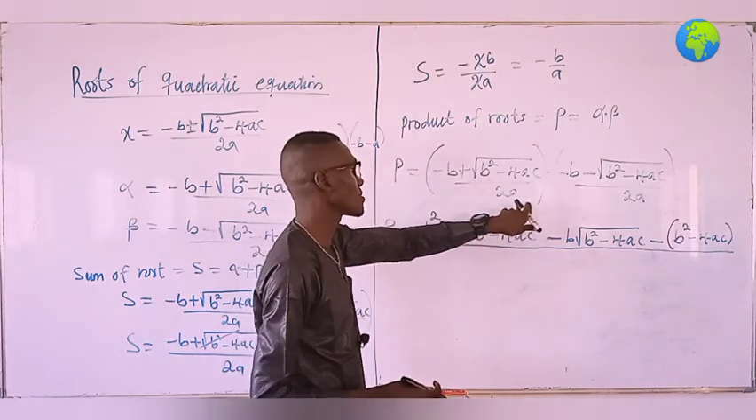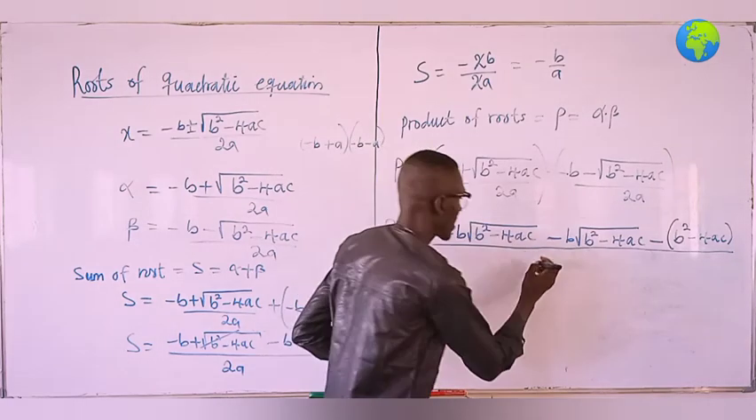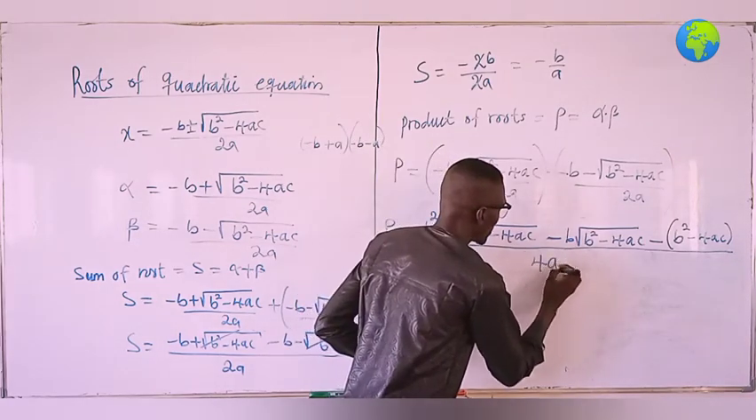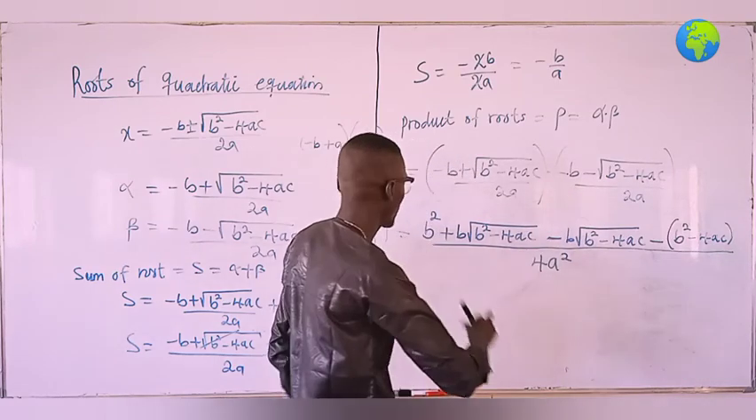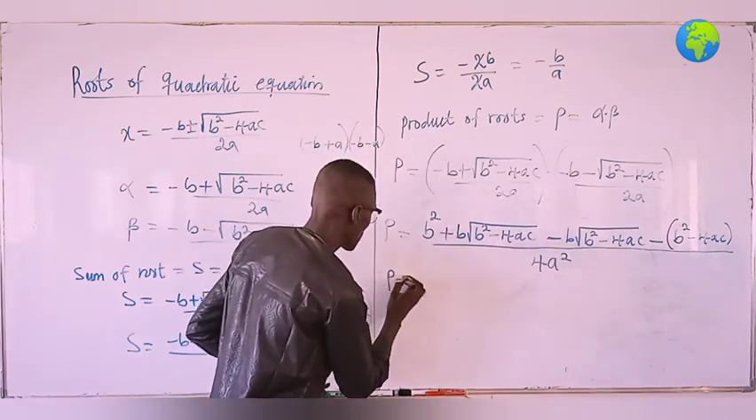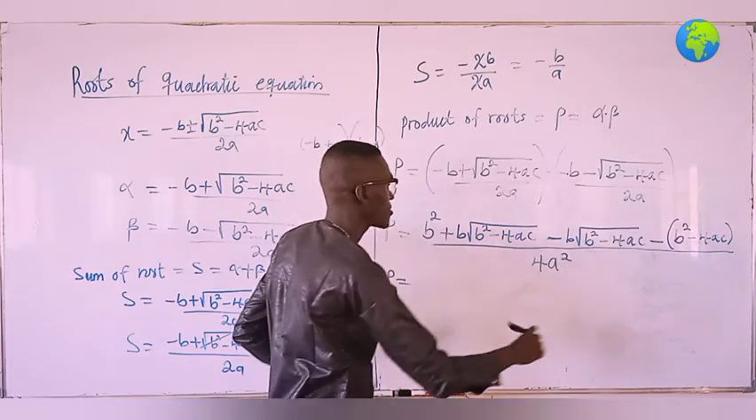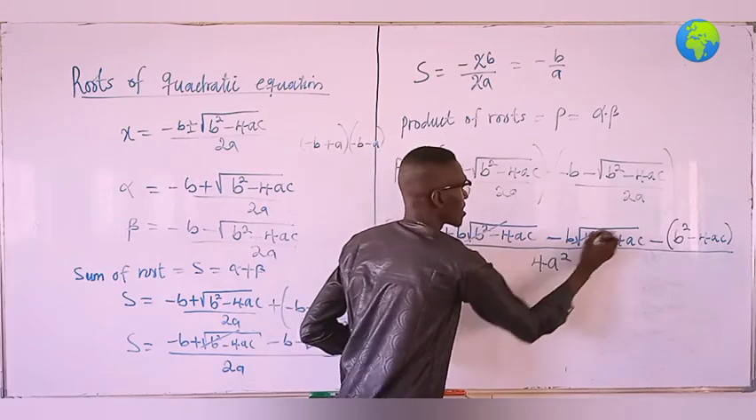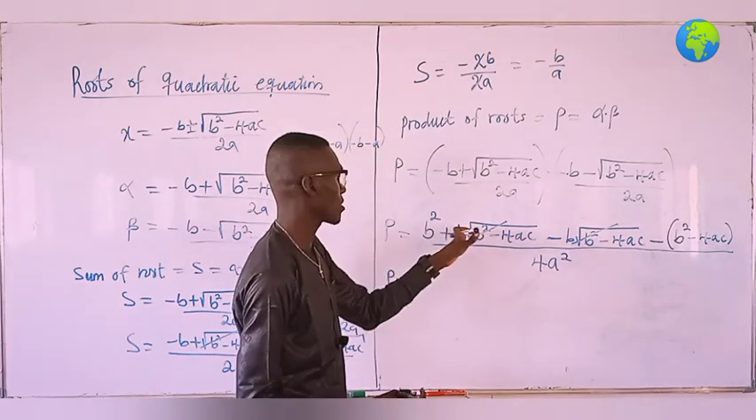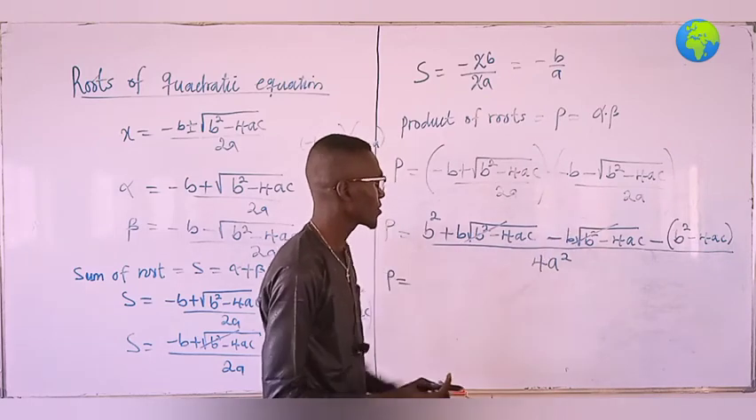So checking out the denominator, 2a times 2a is going to be what? 4a squared. Because the denominator is just to multiply it directly. So p is equal to, look at what I'll be doing here. Let's expand what we have in the numerator, because already before doing any other thing, this can cancel out. Because this is positive, this is negative, and b square root, the same thing. So they will cancel out.